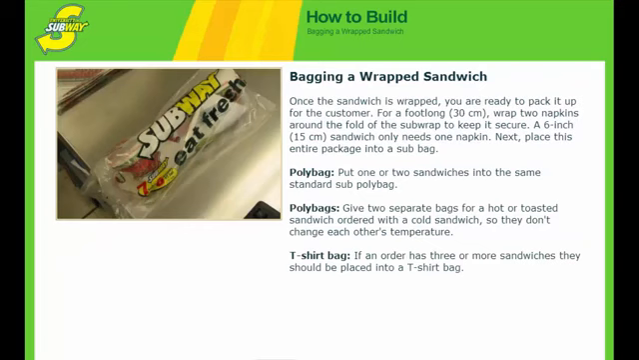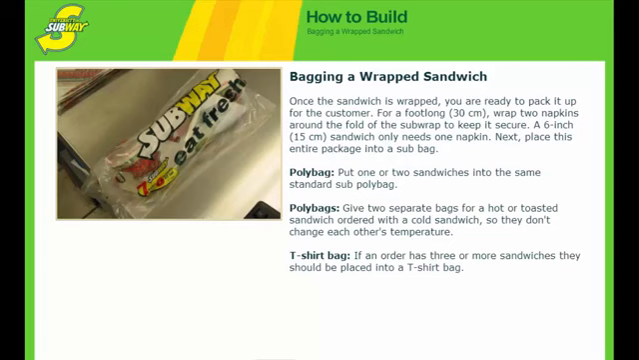Once the sandwich is wrapped, you are ready to pack it up for the customer. For a foot-long, 30 centimeters, wrap 2 napkins around the fold of the sub-wrap to keep it secure. A 6-inch, 15-centimeter sandwich only needs 1 napkin. Next, place this entire package into a sub-bag.